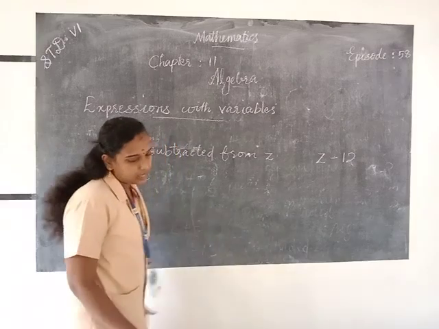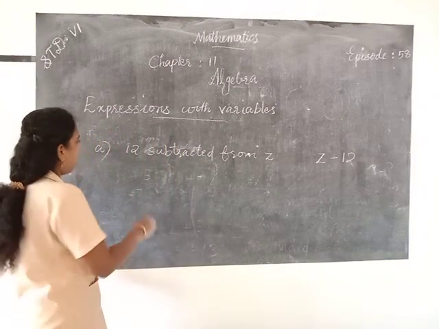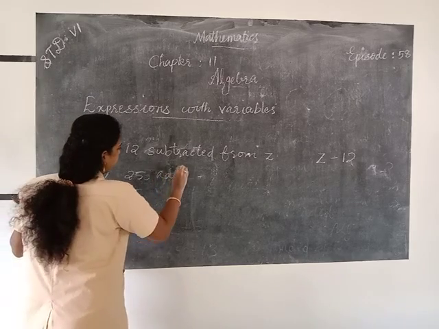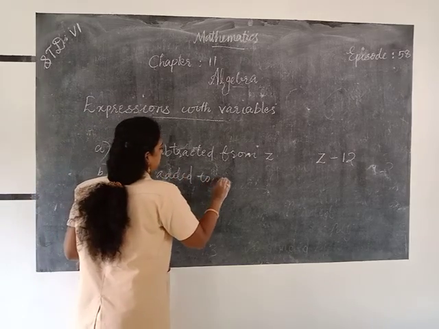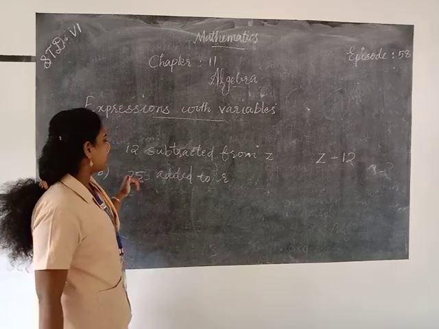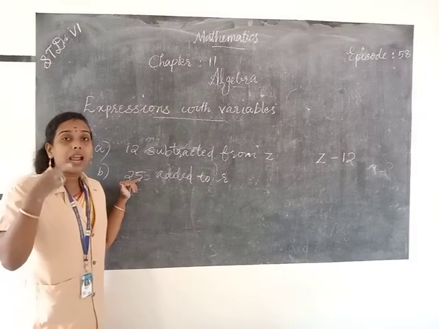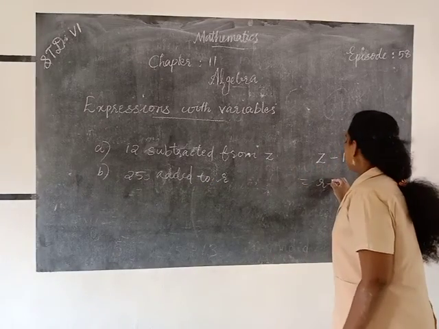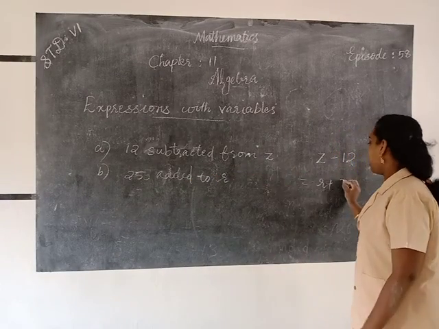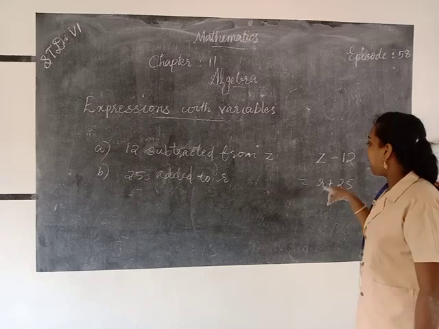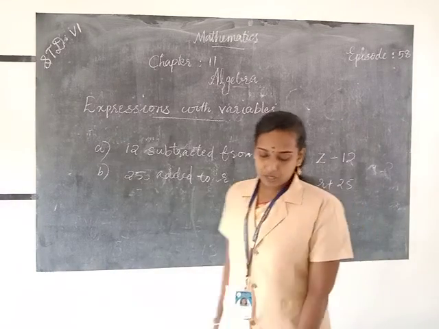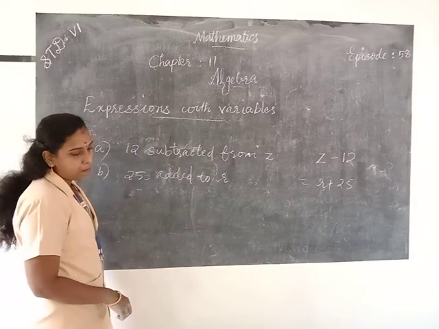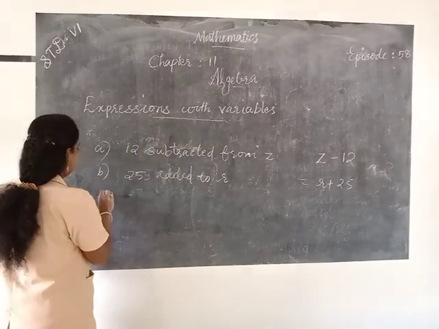And the second one is 25 added to R, which means 25 is added to the variable R, which means R plus 25. So the expression is R plus 25. Then the next one is P multiplied by 16.